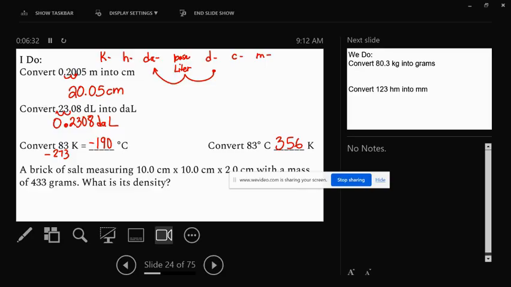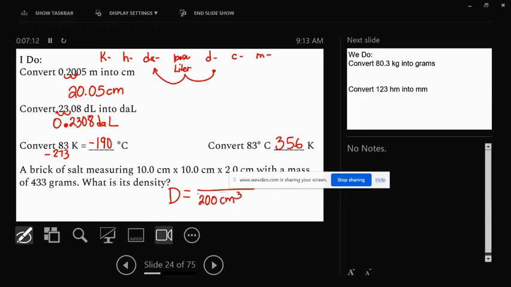Pretty good? All right, one more I do problem. We've got a brick of salt. It's measuring 10 by 10 by 2 centimeters, and we were given a mass. We want to calculate the density. So the first thing I need to do is calculate my volume. So my volume is going to equal 10 times 10 times 2. So what is that? Do that in your head. 200. And what are my units on that? Centimeters cubed, right. Okay, so it's going to end up being 200 centimeters cubed.